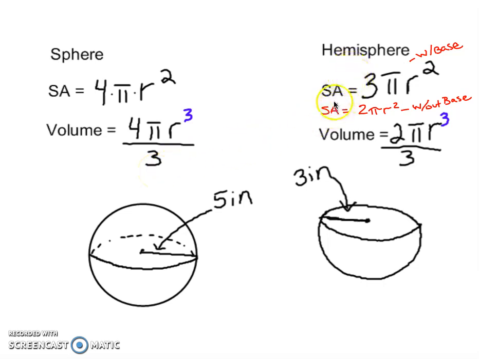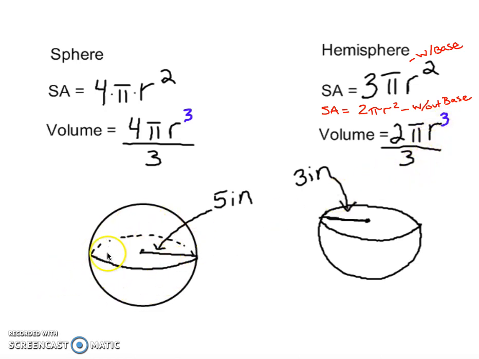For a hemisphere, our surface area is 3 pi r squared if it looks like this and it includes the base. But our surface area is 2 pi r squared if we do not want to include the base. So let's say this was the top of an ice cream cone and we just wanted that top portion. It'd be 2 pi r squared. The volume of the hemisphere is 2 pi r cubed divided by 3.